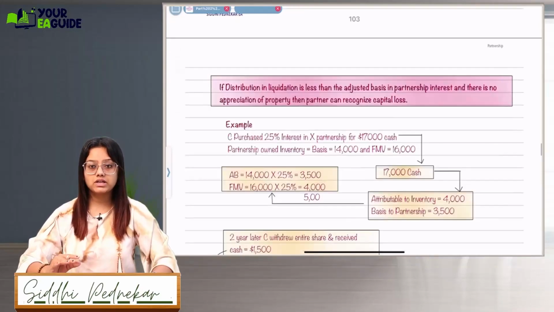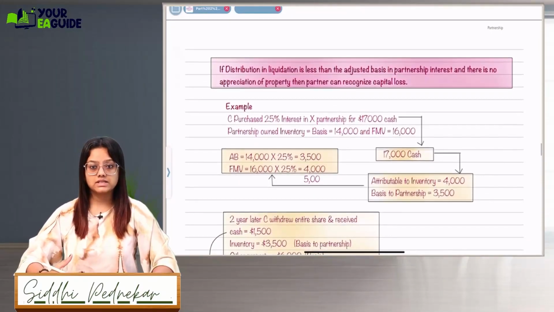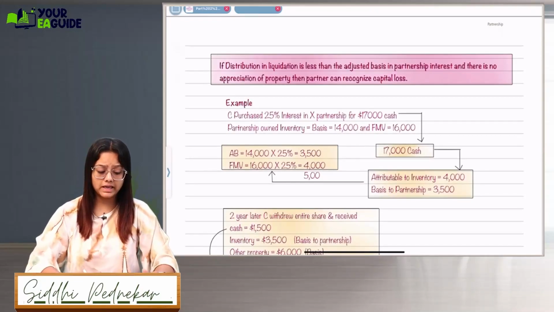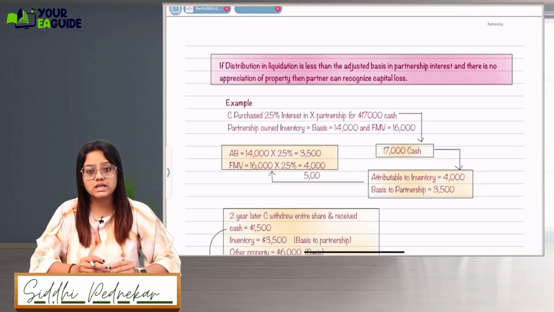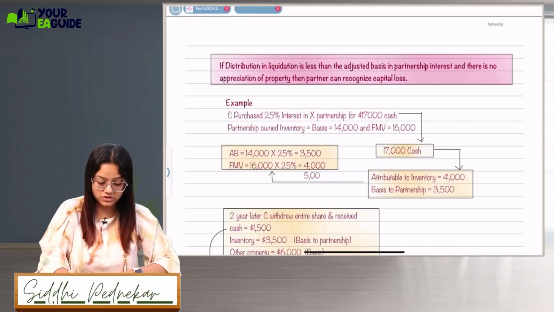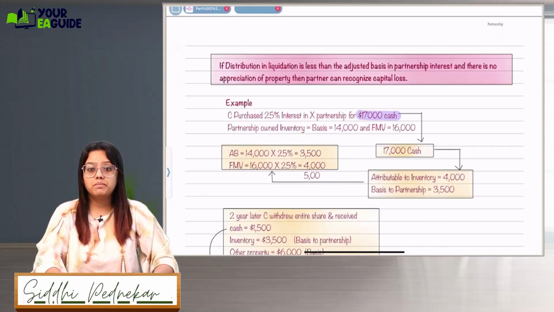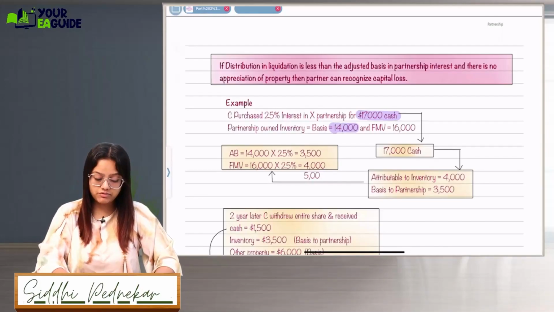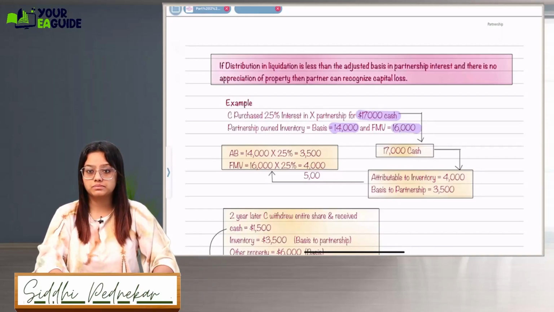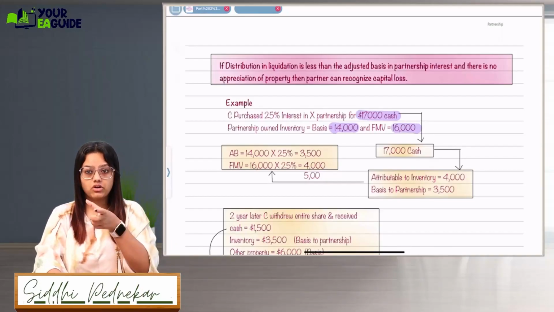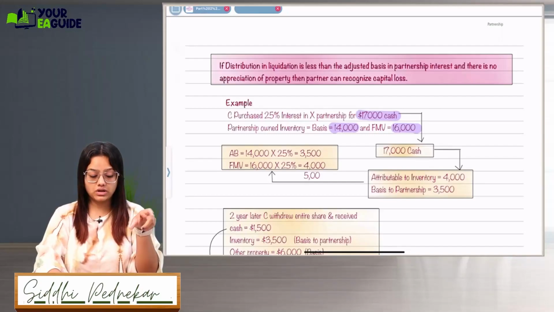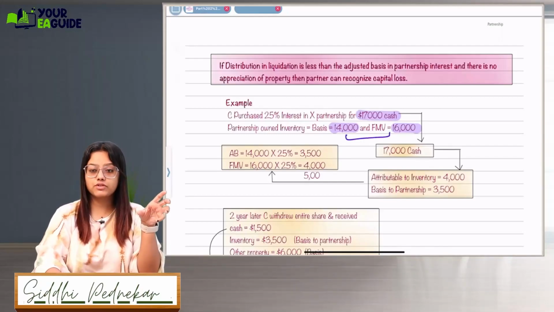Okay, same way if there is a loss, then they can easily recognize this. Here is one example. Let's do it quickly. C purchased 25% of interest in X partnership for 17,000 cash. Now the partnership owned inventory which had a basis of 14,000 and FMV of 16,000. Got it? So here we can already see there is an appreciation of 2,000 between the FMV and the cost for the inventory.